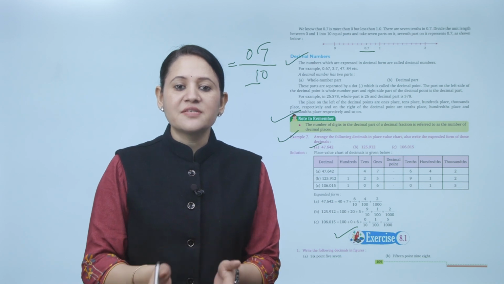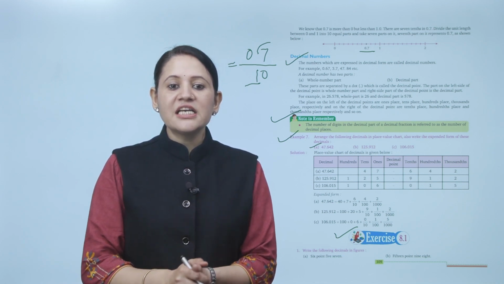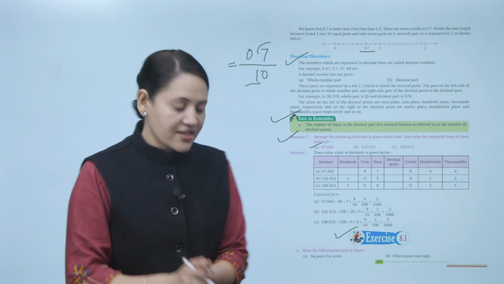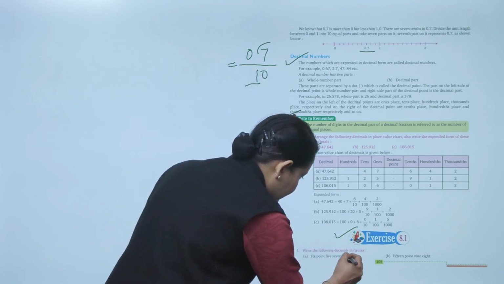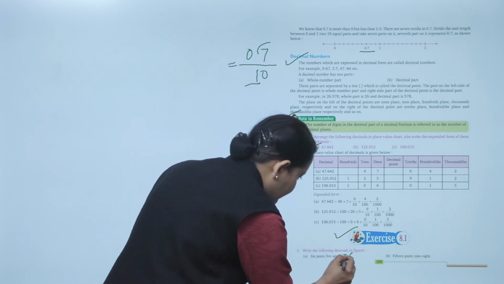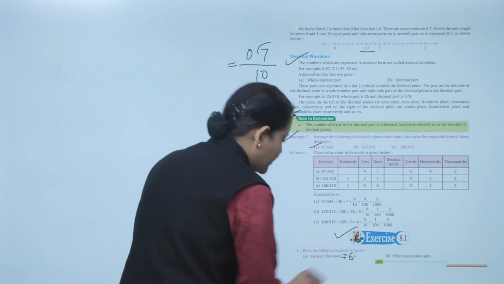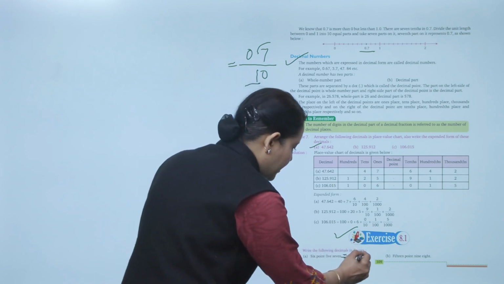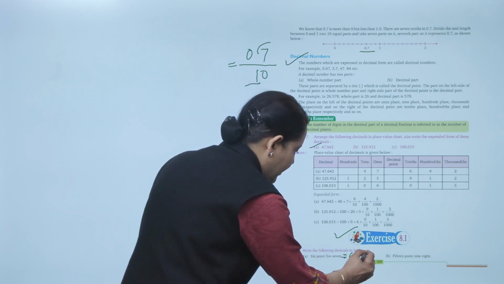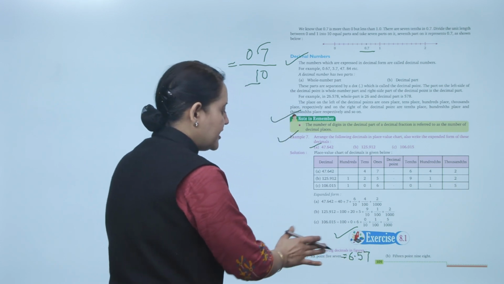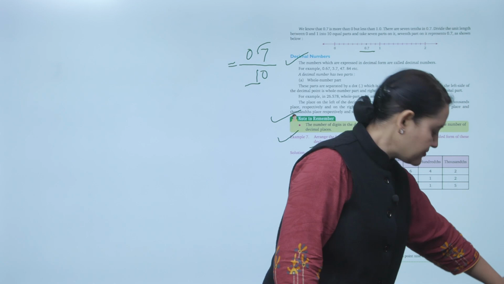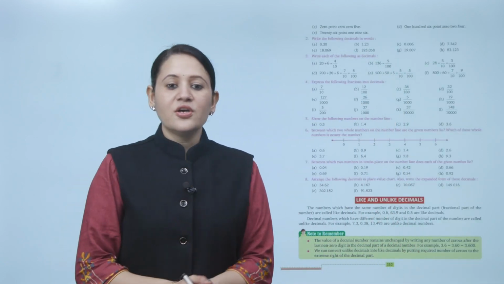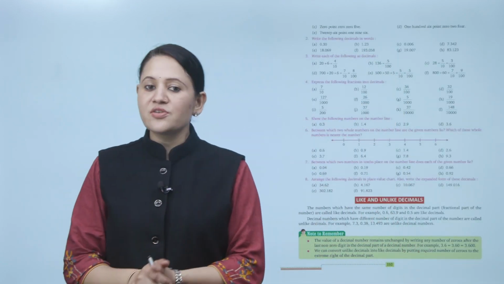Next is exercise 8.1. Write the following decimals in figures. 6.57. So in figures we'll write 6.57, which means after the decimal we'll read the digits separately, like five seven, not fifty-seven. Clear? So you have to practice all the questions of this exercise.